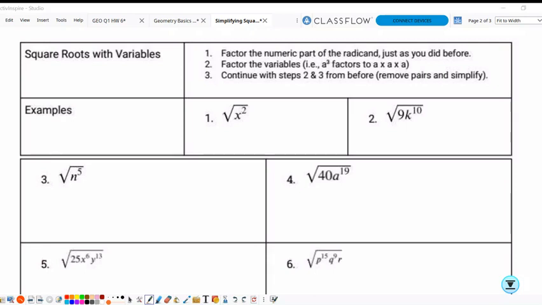So let's take a look at our first example. We have the square root of x squared. If I'm going to factor x squared, that's just x times x. Do I have a pair of x's there? I do. A pair gets represented once outside the radical. The square root of x squared is just x.